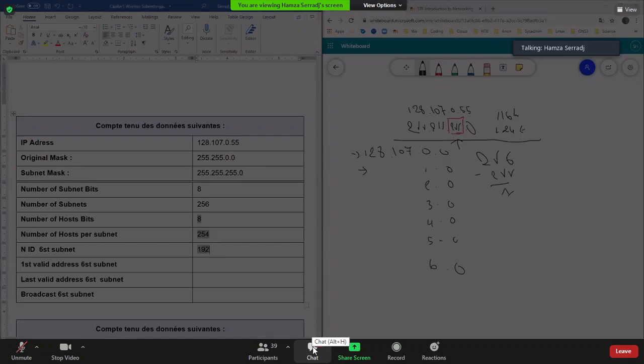So the sixth network ID, 128.107.5.0. The first valid address in this network, of course, is easy. 128.107. I just increment .5.1. And to know what is the last address, I need to know what is the broadcast. To know what is the broadcast, I need to know what is the next network ID. So the seventh network ID here is 6.0. What is the address before this one? Come on, tell me. What is the address before 6.0?